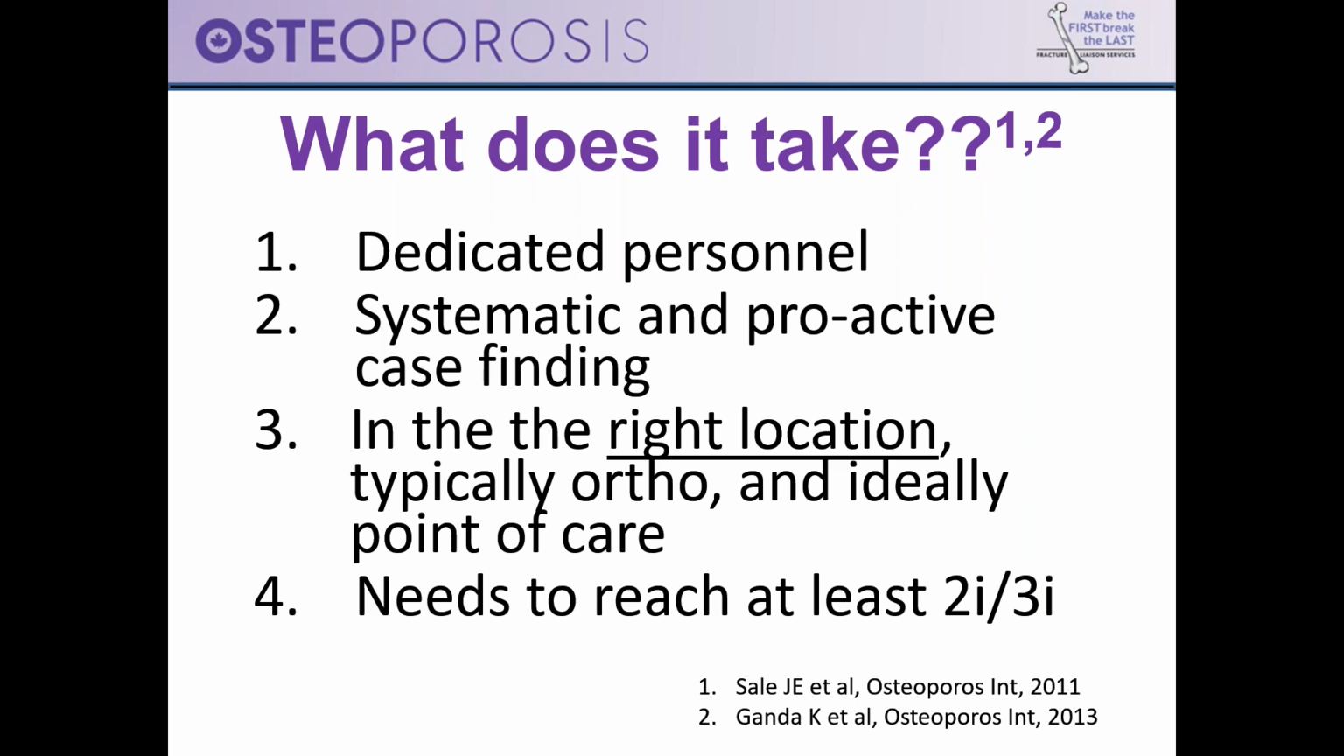The other piece is that the model needs to be more than just one eye. So we already looked at two one-eye models and saw the limitations of that. So the model needs to be at least two eyes, which means that the model needs to initiate the investigations that are needed to determine the patient's fracture risk, and the model needs to facilitate the initiation of treatment.